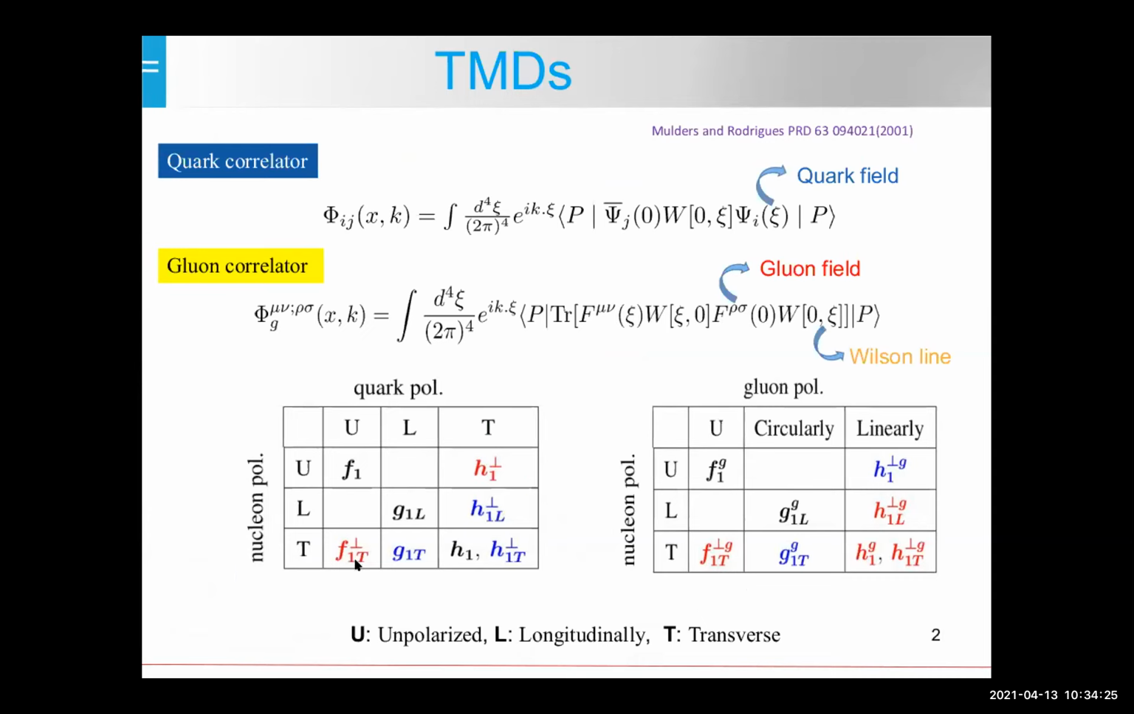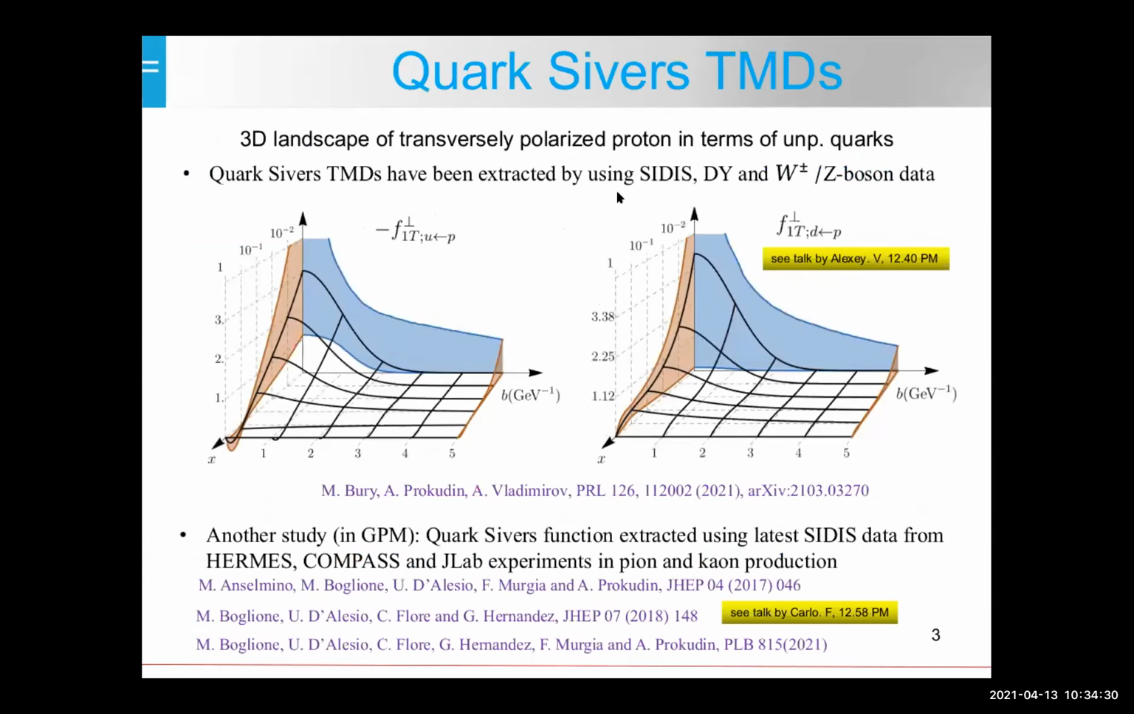The quark Sivers function f1T^⊥ has been extracted by Alexei's group using semi-inclusive deep inelastic scattering, Drell-Yan, and W± and Z boson data. The extracted u quark and d quark Sivers functions from data are shown in these plots in the impact parameter space, which is b. This analysis has been done using the zeta prescription. Alexey, after lunch, will talk more about these results. In these plots, the bands represent the theoretical uncertainty, at about 68% confidence level.